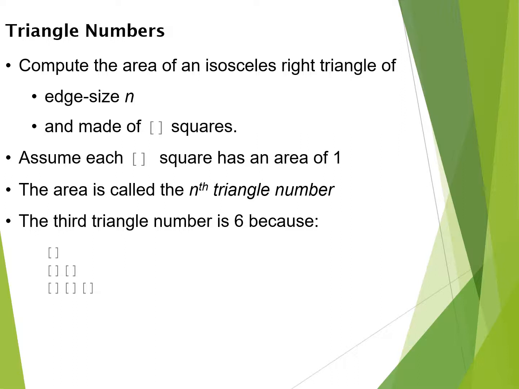A triangle number, or the nth triangle number, is the area of an isosceles right triangle with the edge size of n, and the triangle is made of open and close bracket squares. And each of these open and closed brackets has an area of 1. So the area of a triangle with edge size n is called the nth triangle number. For example, the third triangle number is 6 because it's made of 6 different squares. As you see, these 6 squares will generate an isosceles right triangle of edge size n.